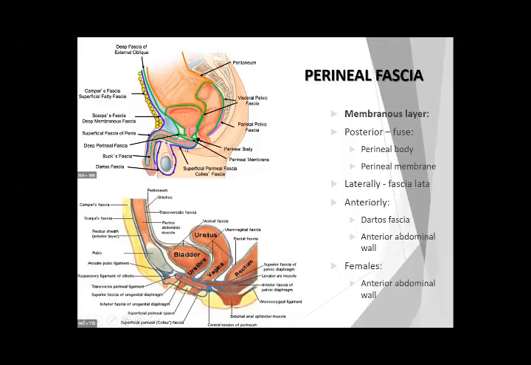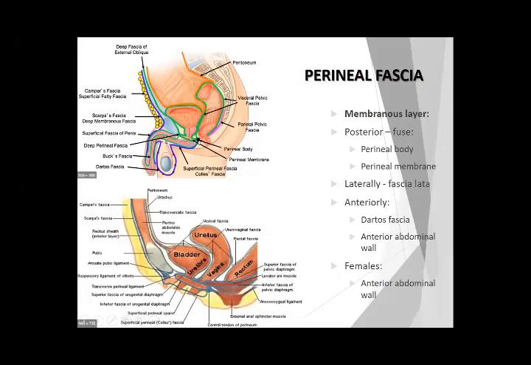अब anteriorly क्या है? Males में dartus fascia बन जाता है. Fascia deep to the dartus muscle, and then it continues with the fascia on the anterior abdominal wall, deep to the fatty layer, which continues with the membranous layer of the anterior abdominal wall. ठीक है, मैं फिर repeat कर देती हूँ.